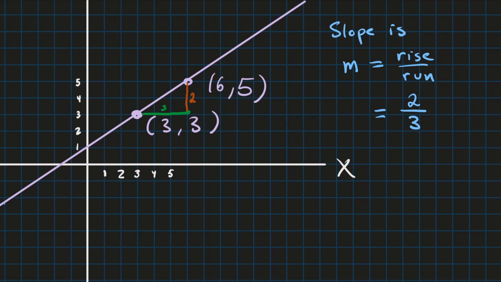Now I just want you to note that 2 is equal to 5 minus 3, and that this 3 comes from 6 minus 3. Because if you look here, this point is over here at 6, this point over here is at 3, the difference there is 3. So we can also write this as equal to 5 minus 3 divided by 6 minus 3.